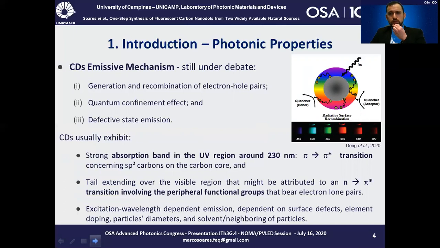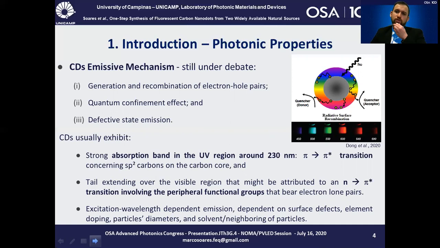The CDs usually exhibit a strong absorption band in the UV around 230 nanometers that is ascribed to the π-π* antibonding transition of the sp2 carbons of the core, and a tail expanding over the visible that is usually attributed to the n-π* antibonding transition of the peripheral functional groups that bear electron lone pairs.